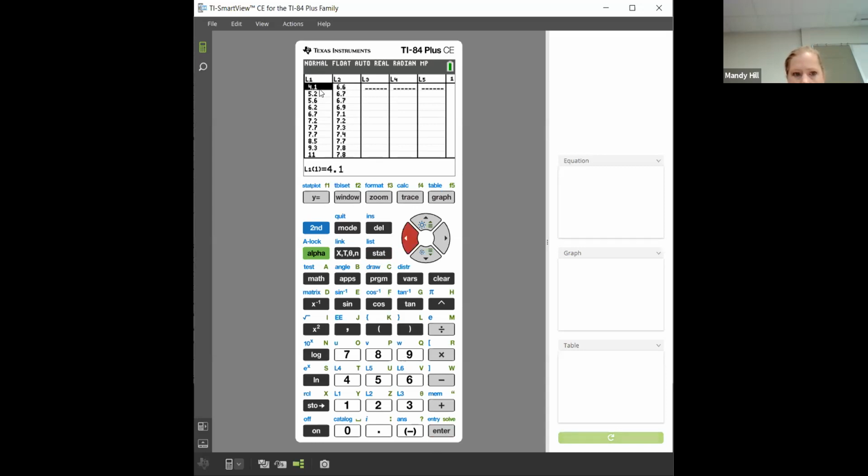So I'm going to clear this one out. It looks like it's actually pretty close to what we had. I'm going to check. So I don't need a list 2 at all for this. So I'm going to go up to the top, hit clear, and just get rid of list 2. I don't need it. Now list 1 looks like it's already typed in correctly: 4.1, 5.2, 5.6. Yeah, all of those numbers are in there.